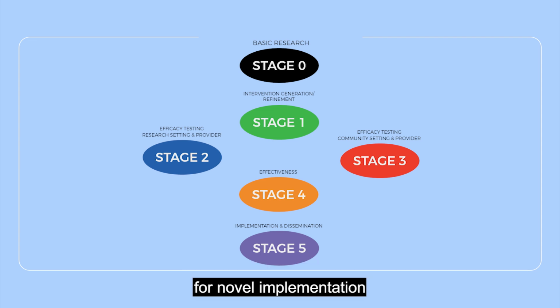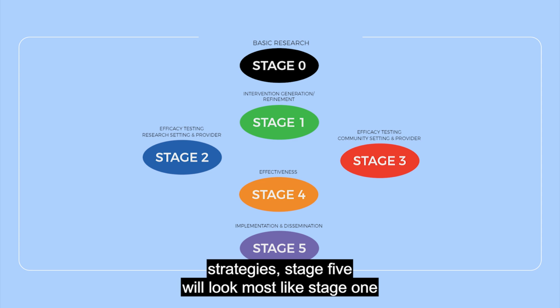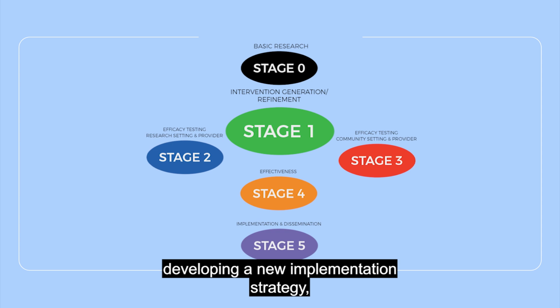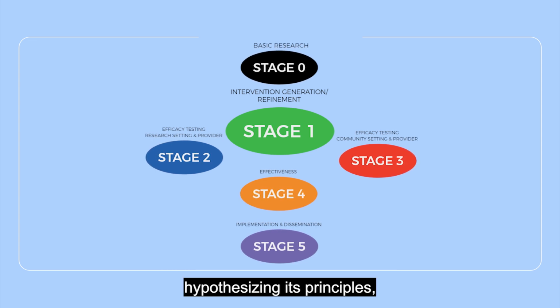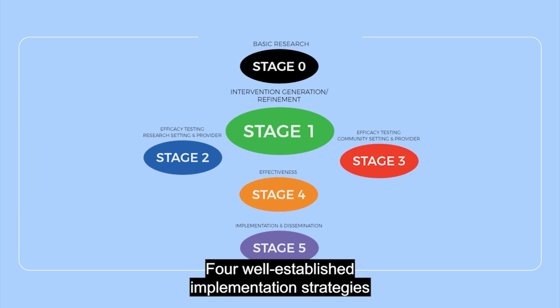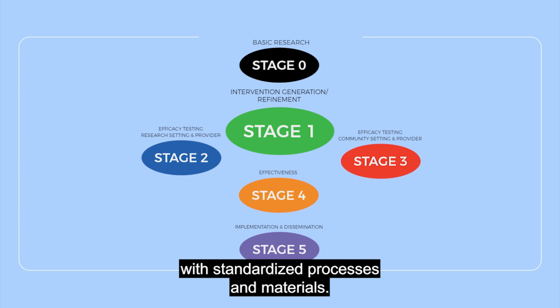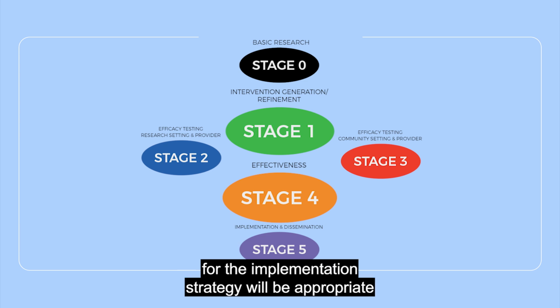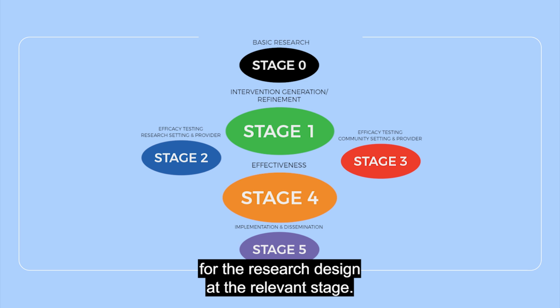Depending on how established an implementation strategy is, a Stage 5 study will vary in where it starts. For novel implementation strategies, Stage 5 will look most like Stage 1: developing a new implementation strategy, hypothesizing its principles, and operationalizing it by its principles. For well-established implementation strategies with standardized processes and materials, Stage 5 may look more like Stage 4. Intervention fidelity for the implementation strategy will be appropriate for the research design at the relevant stage.